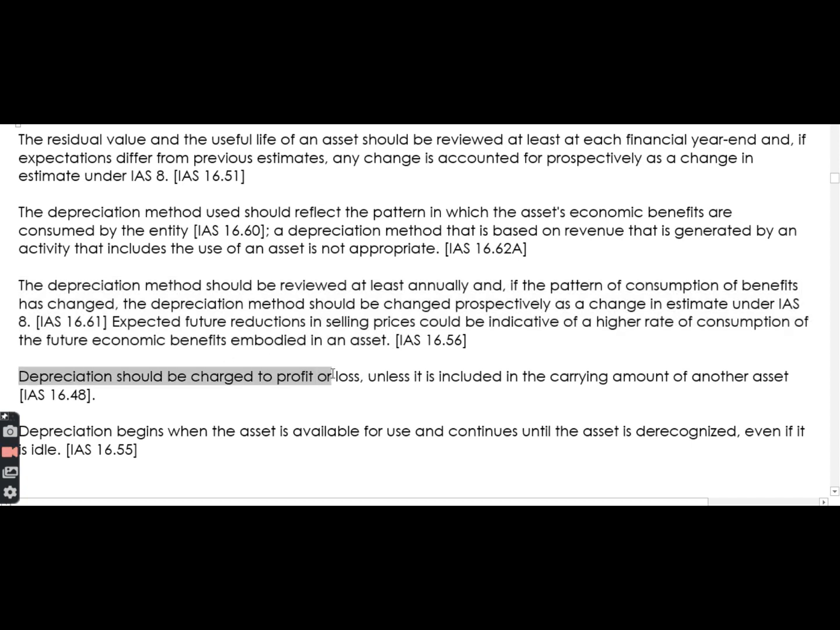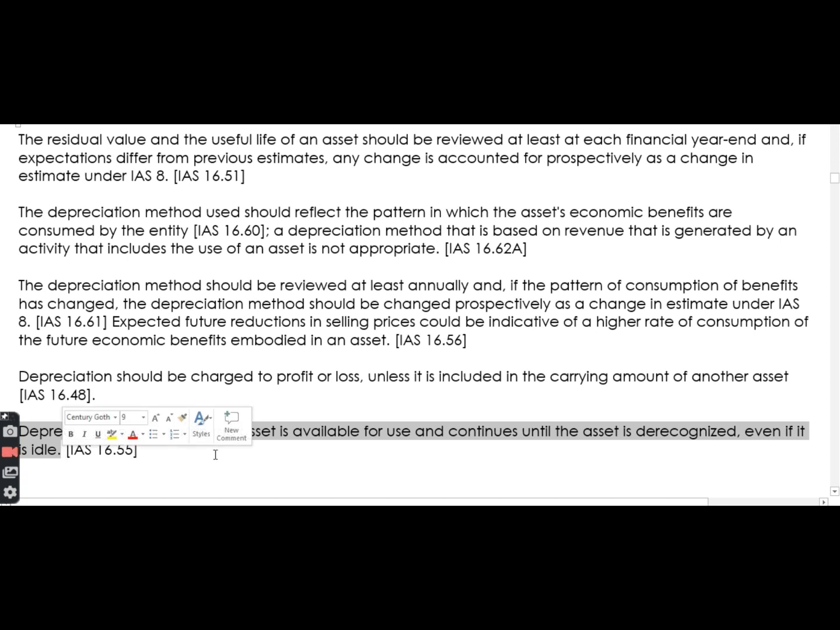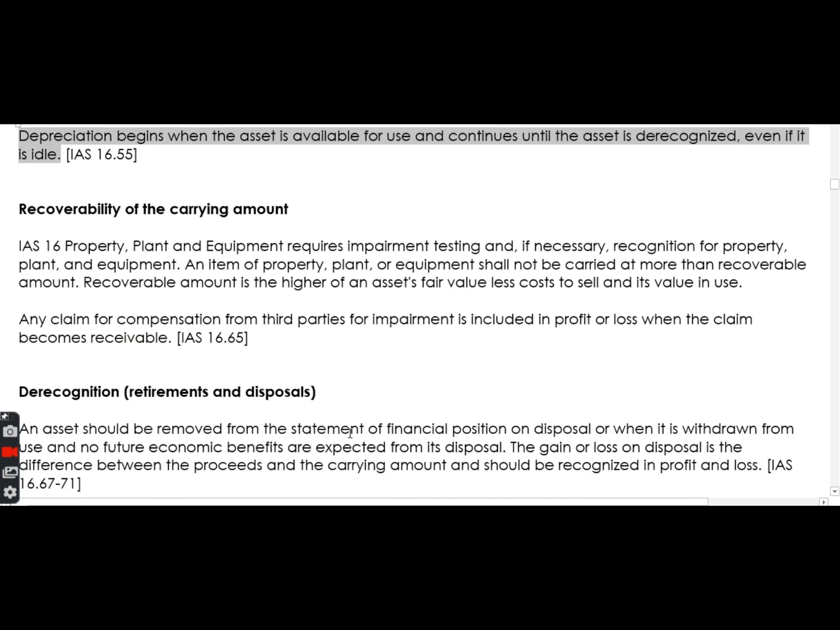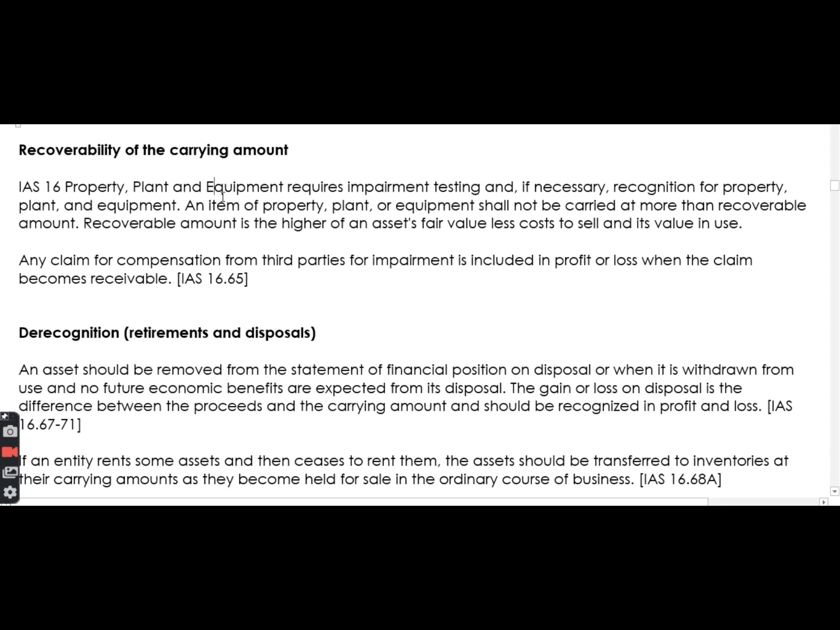Depreciation will be charged in profit or loss, obviously. And the depreciation of the asset will begin when the asset is available for use and continues until the asset is derecognized, even if it is idle. So in other words, once the asset is already prepared or is already ready to be used for its intended purpose, regardless if you are using it or not, then depreciation will already start.